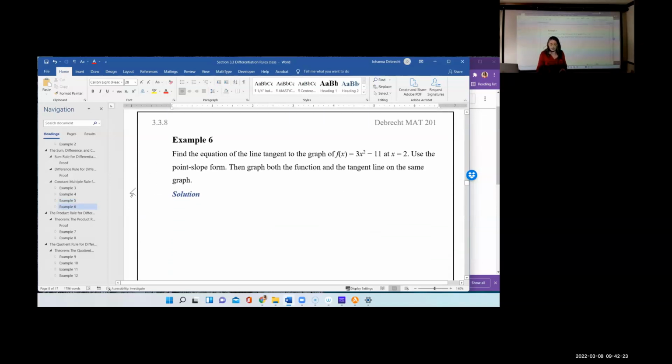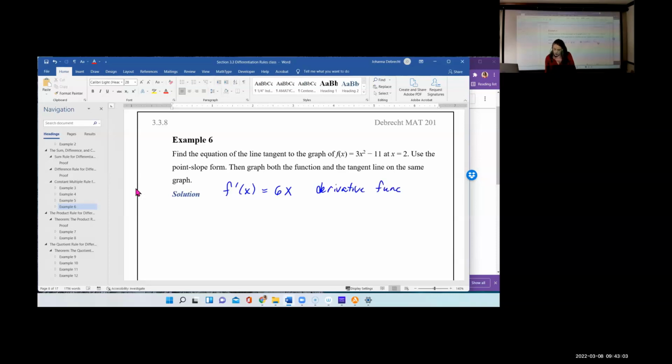It says, find the equation of the line tangent to the graph of 3x squared minus 11 at x equal 2. And then we want to use the point slope form to find the tangent. Then we're going to graph the function and the tangent line on the same graph. So the first thing we need to do is find the derivative function. I take the derivative of the function. The 2 comes to the front to multiply by the 3 gives me a 6, reduce the power by 1. The derivative of negative 11 is 0. So this is the derivative function.